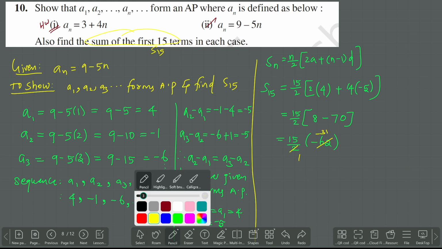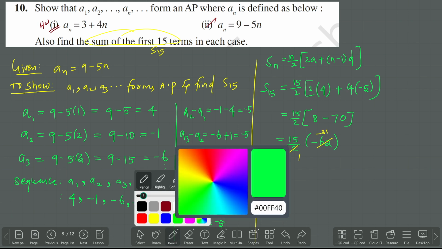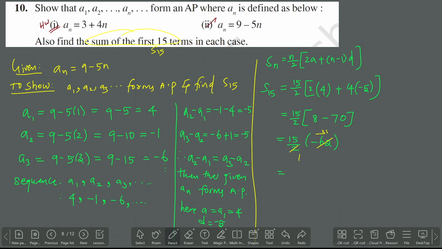So 15 multiply minus 31, when we multiply, minus 465. So the sum of the first 15 terms of the AP, this is the required answer. Is it okay, children? The way of doing is very important. Directly if you go for finding S15, it is a waste, then half of the marks they will not give.